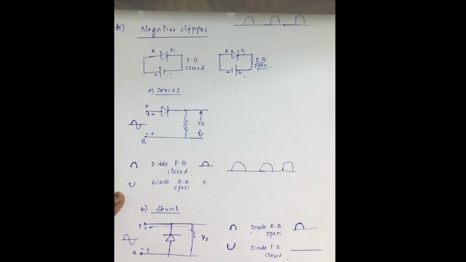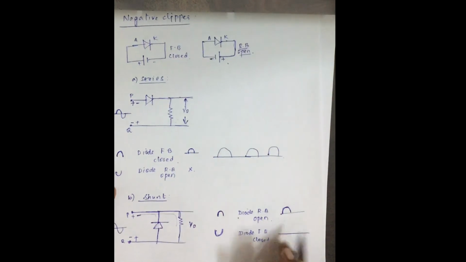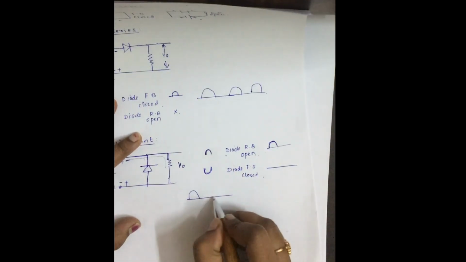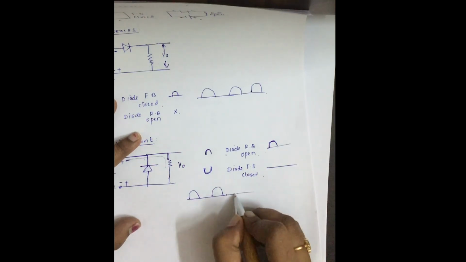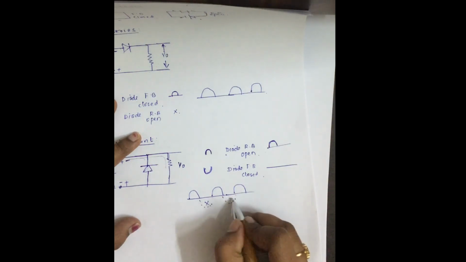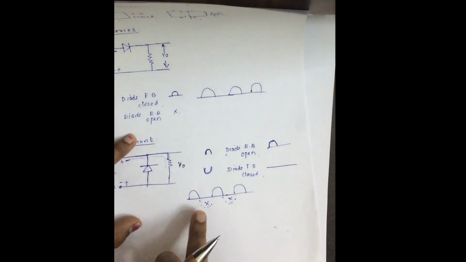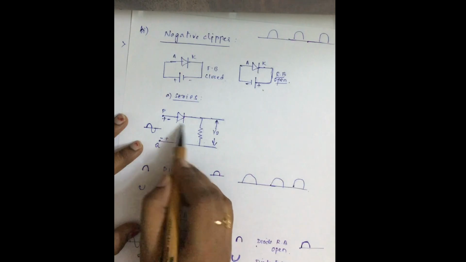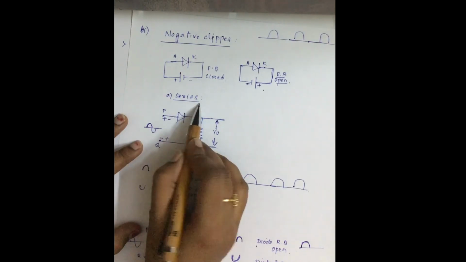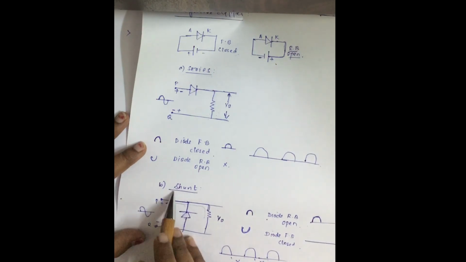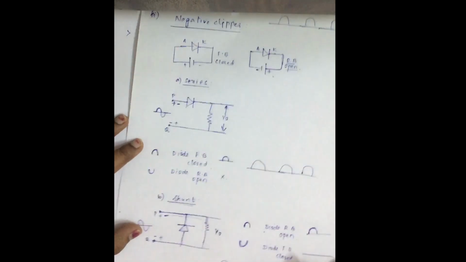So here also, the output will be like this. You will be receiving only the positive half of the cycle, no negative half will be received. So the negative clipper clips the negative part and gives only the positive half cycle. This can be done by connecting a diode in series, that is why it is called a series negative clipper, and this can also be done by connecting the diode in parallel with the resistor, that's why this is called a shunt clipper.